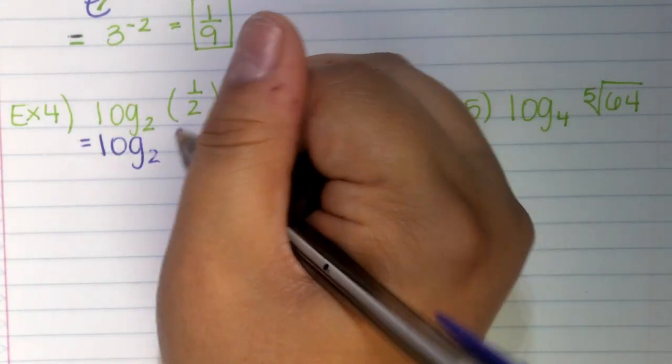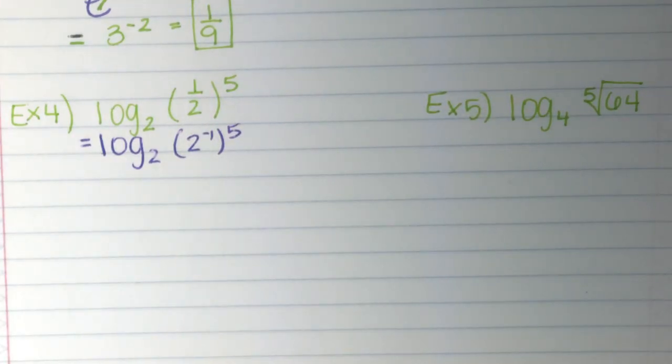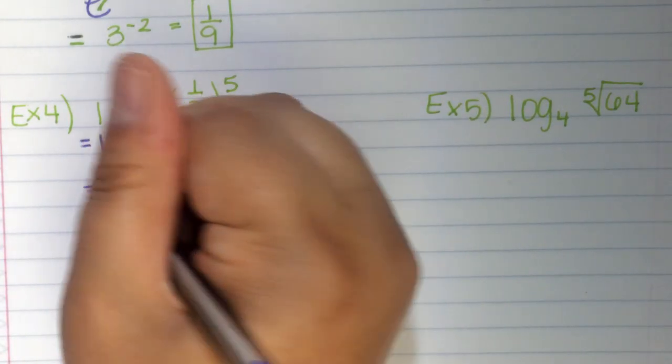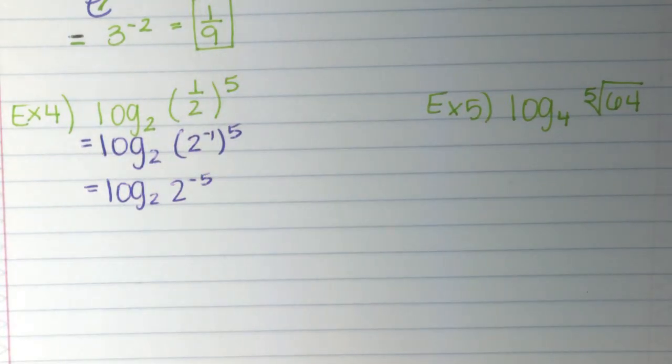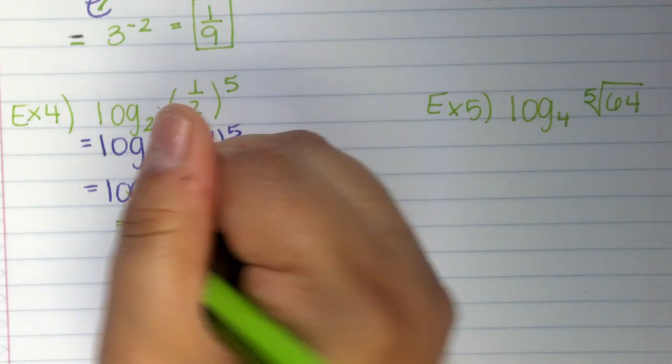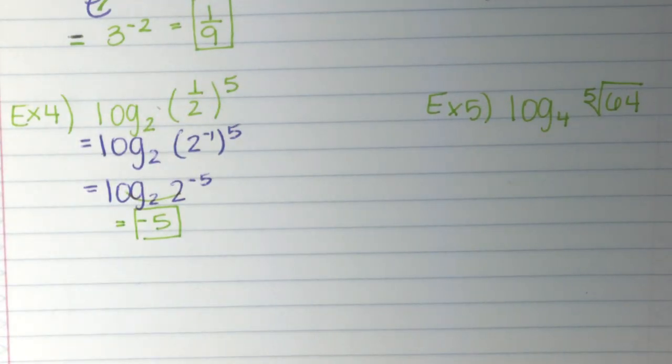Do y'all agree 1/2 is 2 to the negative 1? By the way, I would be okay if you did this in one step. Do y'all agree that that is 2 to the negative 5? Cancel them out, and what did you get? Is that what y'all got? Okay.